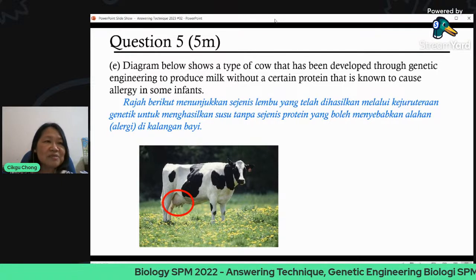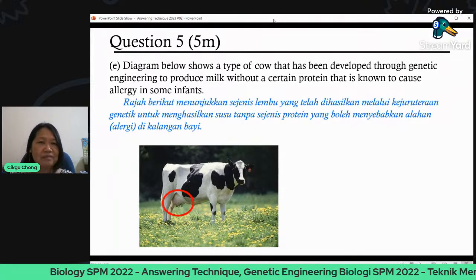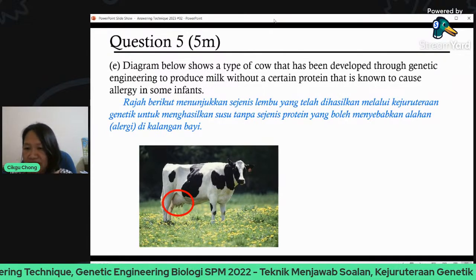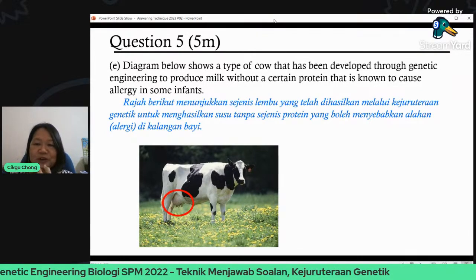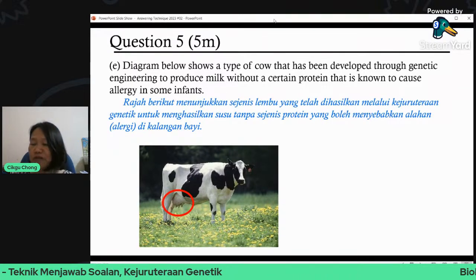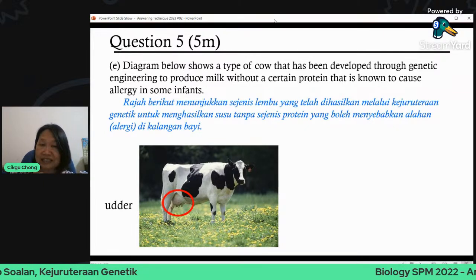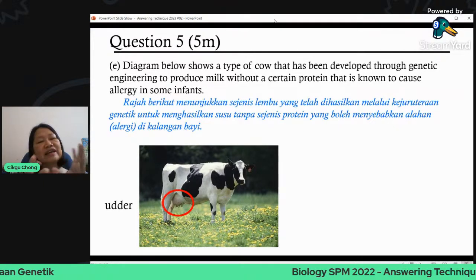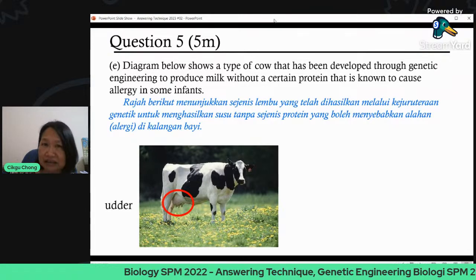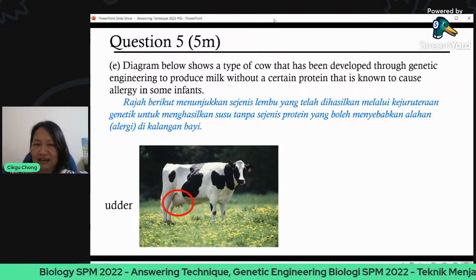What is the name of this part in English, if you can? In BM is also fine, but my BM is not so good, not sure. Anyone, just give me 1-2 minutes. Ah, very good, Lily, very good. It's called the udder. So if you do not know, now you learn a new word. This is called udder. Udder is like breast. For human, you call breast. But in cow, you don't say breast, we call it udder. The milk factory.